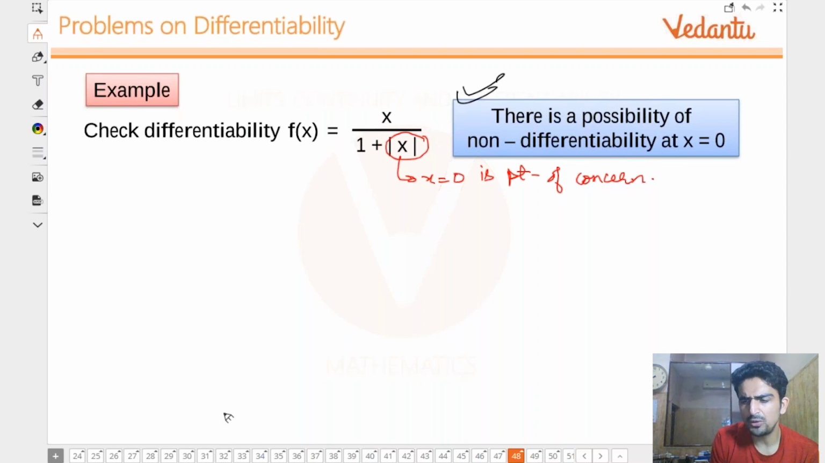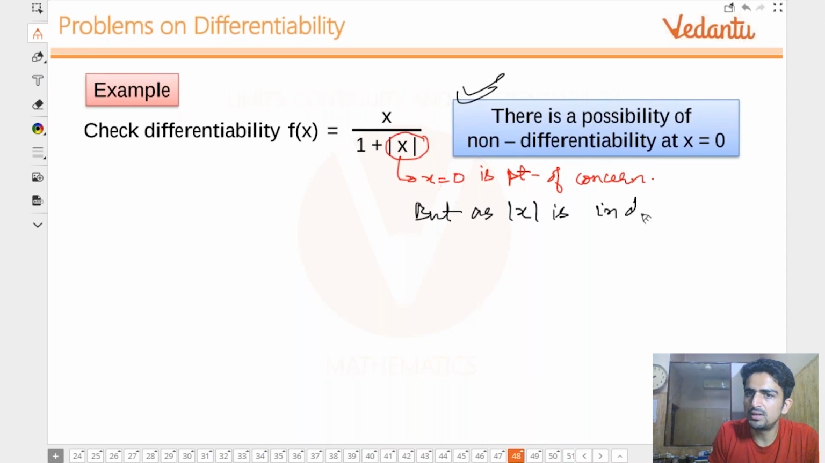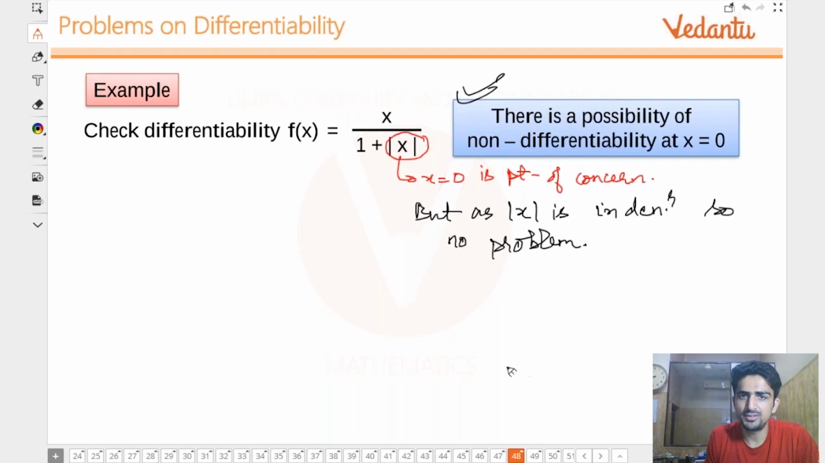But you can keep it as a note that mod x in the denominator is okay. It's fine. It's differentiable. So had I been doing this question in objective, I would have written that as mod x is in the denominator, so no problem. But of course, there's no theorem or result like that. It is just a mere observation. Normally, mod x in the denominator does not create a problem.